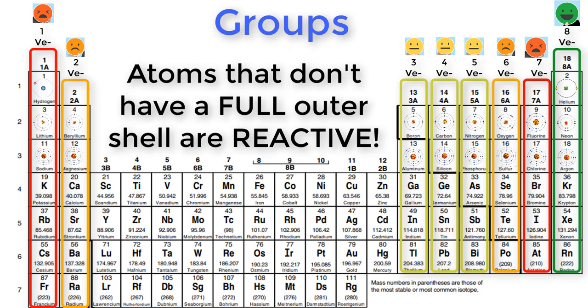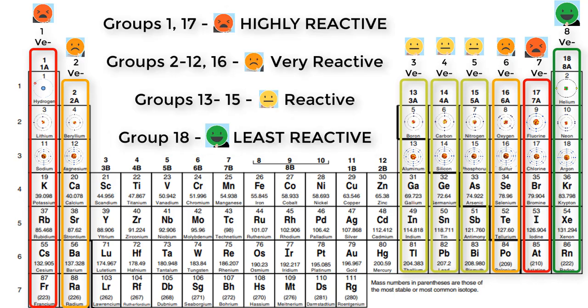Atoms that don't have a full outer shell are reactive. Depending on how many electrons they need, their reactivity varies. Let's recap and make sure you can tell how reactive an element is by the periodic table. Groups 1 and 17 are highly reactive, so all the elements in these groups would react quickly and sometimes violently to get their full outer shells.